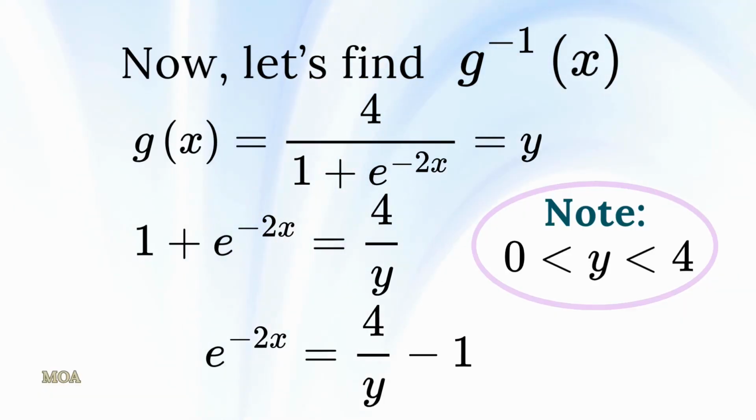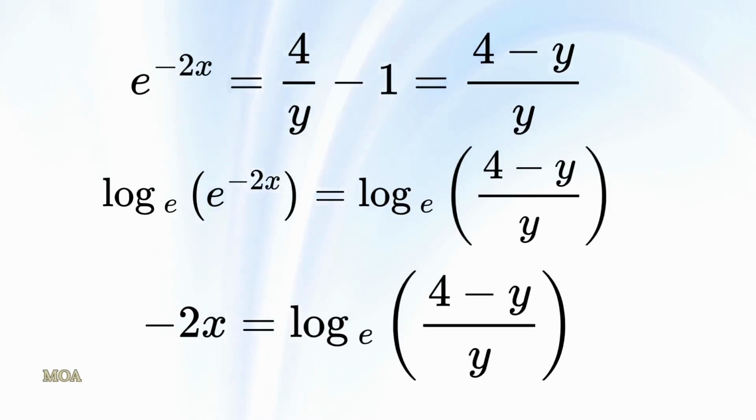Solving for x. Multiply both sides by the quantity 1 plus e to the minus 2x, giving y times that quantity equals 4. Then, e to the power minus 2x equals 4 over y minus 1, which simplifies to the quantity 4 minus y, all over y. Take log base e of both sides.